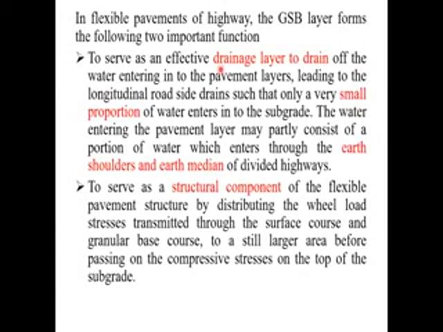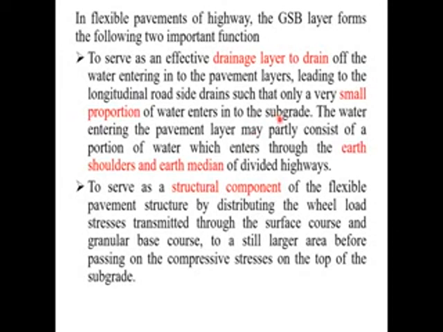That is, liquid limit should be less than 25%, and plasticity index should be less than 6%, and fines passing through 75 microns should be less than 10%. That means at least 90% of the soil should be retained on this sieve. There should not be much fines. Then CBR value should be greater than 30%. Okay, these are the limitations.